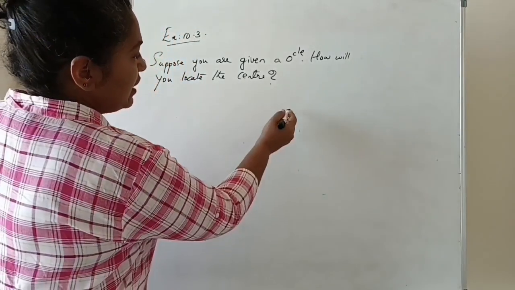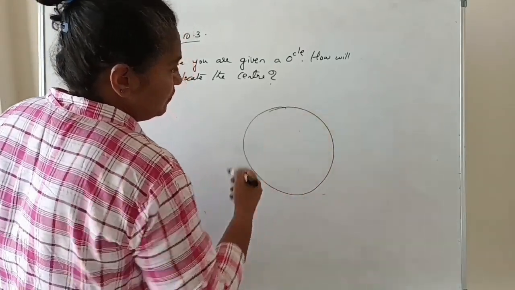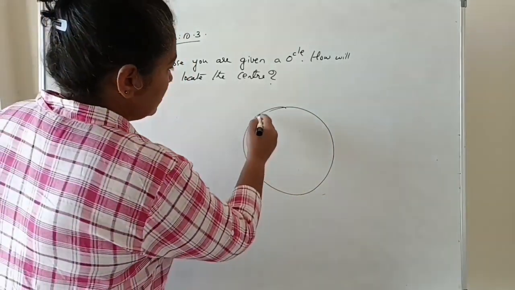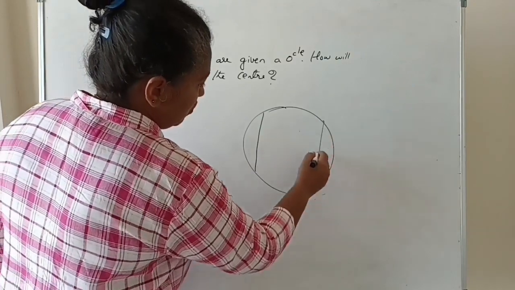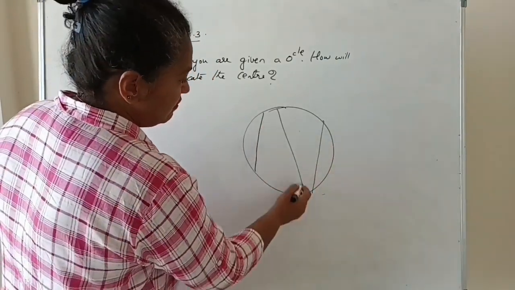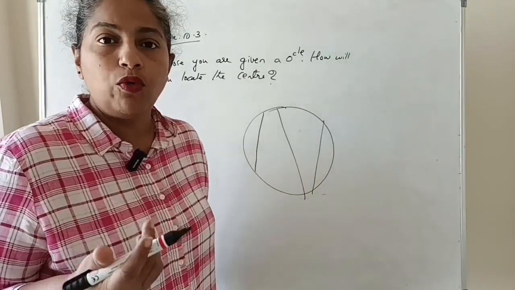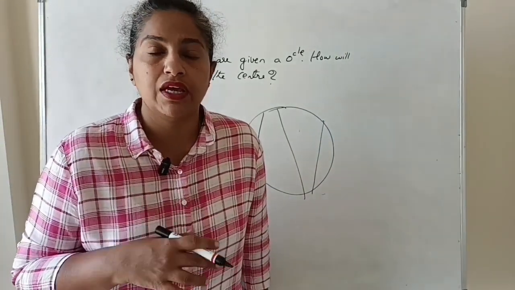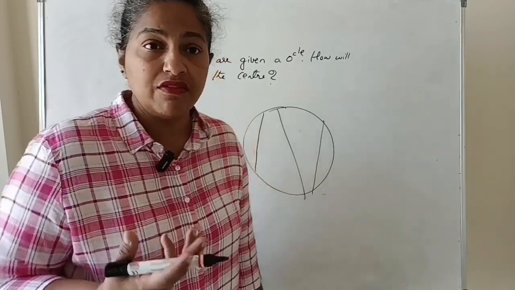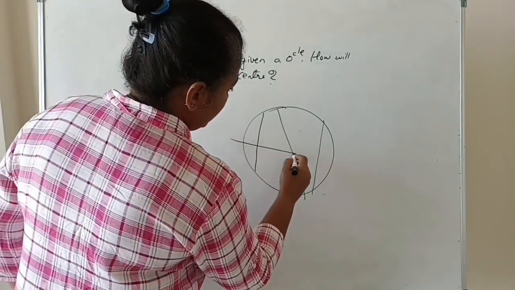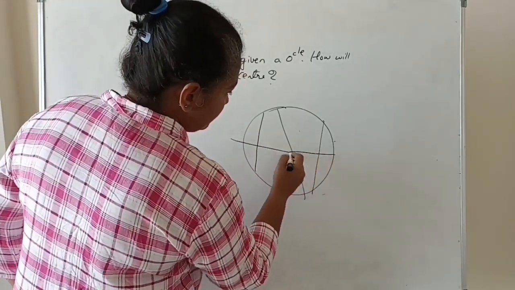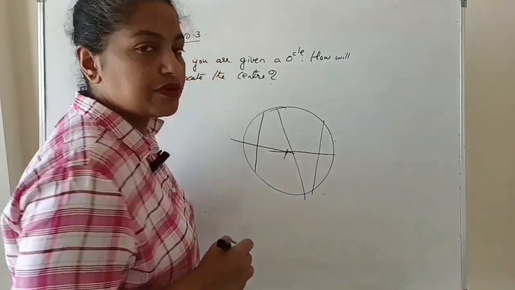Or if you are asked to construct also, you know what to do. You will draw a random circle of any radius. You will draw two random chords, however you like. It can be this way or any random chords, and you will draw the perpendicular bisector. And I hope you know how to draw the perpendicular bisector of a line. It is grade 7 constructions. So when you draw, this will pass through a common point.